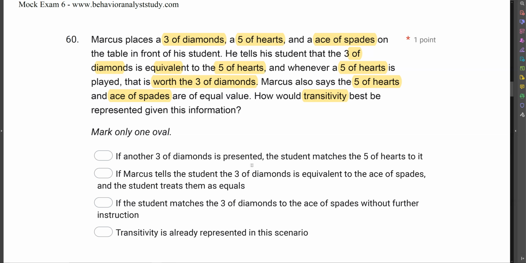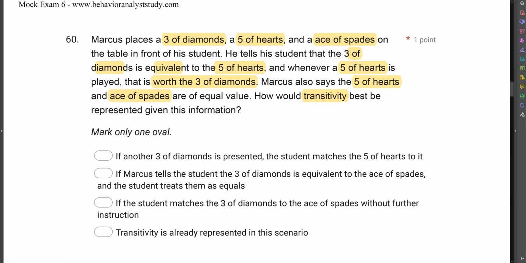So A, if another 3 of diamonds is presented, the student matches the 5 of hearts to it. Well, no, we already know that's reflected here, right? That is not our transitivity. B, if Marcus tells the student the 3 of diamonds is equivalent to the ace of spades and the student treats them as equal. What's the issue there? Well, he taught it. Transitivity is derived. It's untaught. It cannot be transitivity when it's taught.